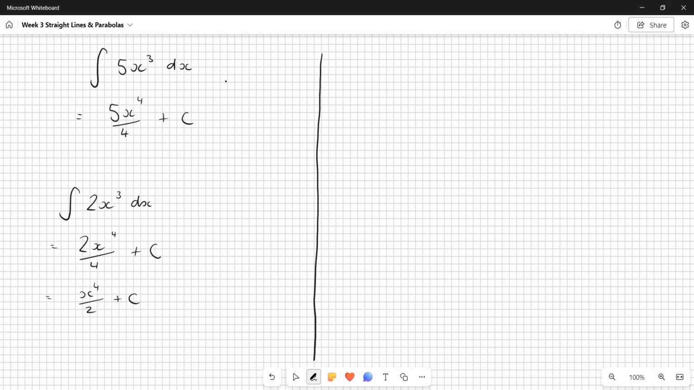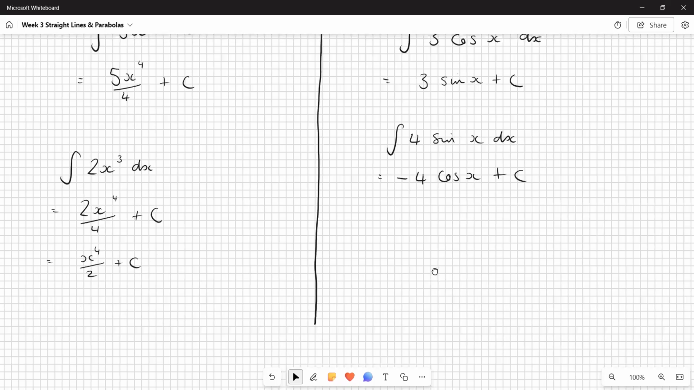Okay, and what about your sin and cos? Please integrate 3 cos x dx. So remember, when you differentiate cos, it became negative sin. When you integrate cos, it stays positive, but you can look that up on your formula sheet. So the answer is 3 sin x plus c. And what about 4 sin x dx? When we integrate sin x, we do get negative cos. So it becomes negative 4 cos x plus c. Okay, so that's your basic sin and cos.